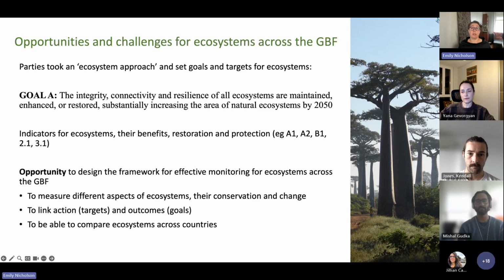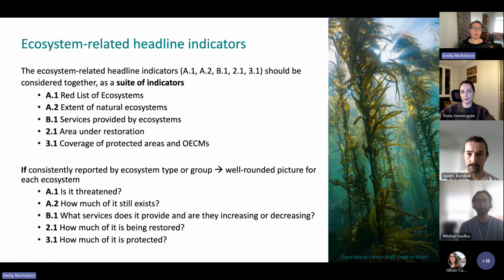So these advances also present us with an opportunity to strengthen the monitoring framework through a consistent approach to ecosystems across the GBF, so that we can measure different aspects of ecosystems, their conservation and change. We can link action through the targets to outcomes in the goals, and we can also compare ecosystems across countries if we take a consistent approach. As Mandy Driver highlighted on Monday's webinar, the ecosystem-related indicators should be seen as a set. These are the key ones, but there are a range of indicators that are going to be disaggregated by ecosystems that I haven't included here that I'll mention later on.